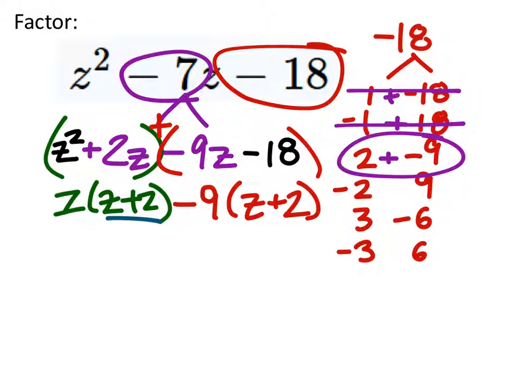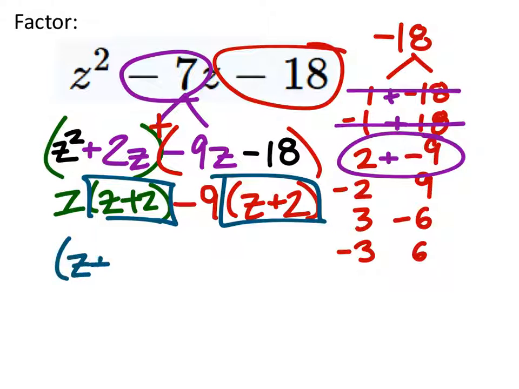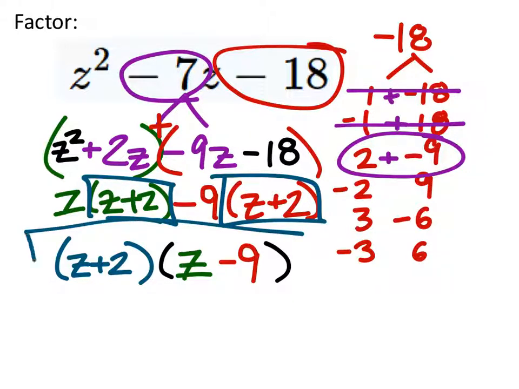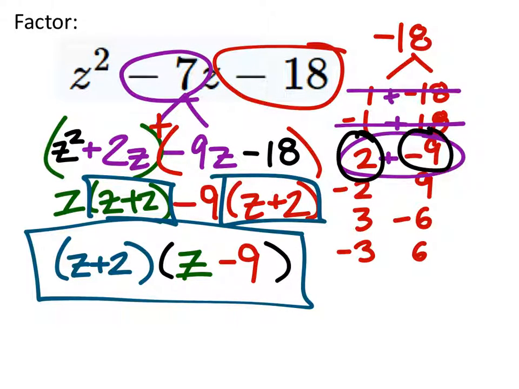And now that I have them the same, I can factor these two out. So that would be z plus 2. And then in this other set of parentheses, we've got the z and the negative 9. That's it. Now again, remember that rule. The rule would have shown a positive 2 and a negative 9 here and here anyways, which is what we got. So we're in good shape.